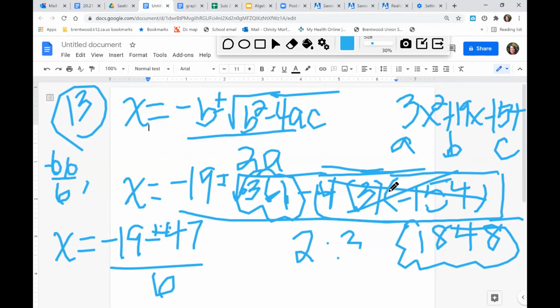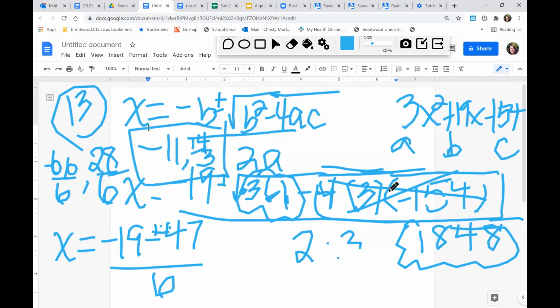And negative 19 plus 47 is what? 47 minus 20 is 27, plus 1 is 28 over 6. You can simplify both of these. Negative 66 over 6 is negative 11. And 28 and 6 can be divided by 2, so that would be 14/3. Those are your final answers. Remember not to put parentheses around these. It's not something you're graphing. It's not an ordered pair. It's 2 completely separate answers.